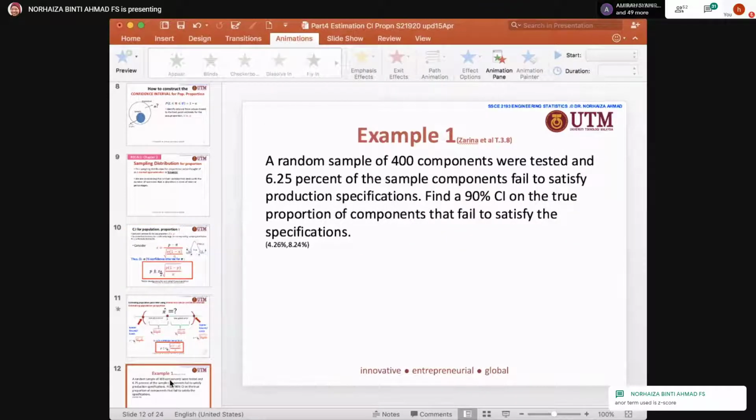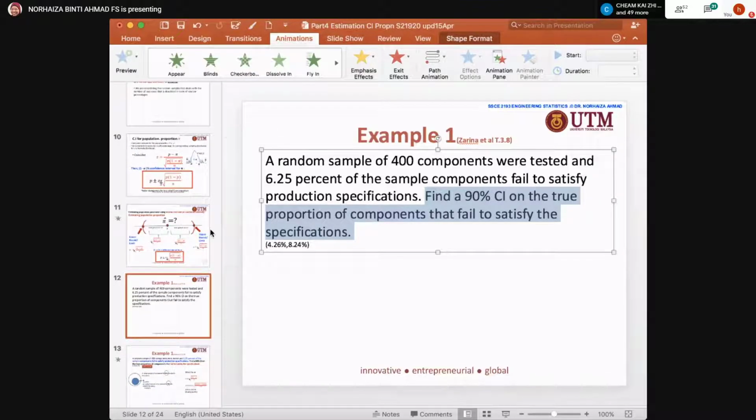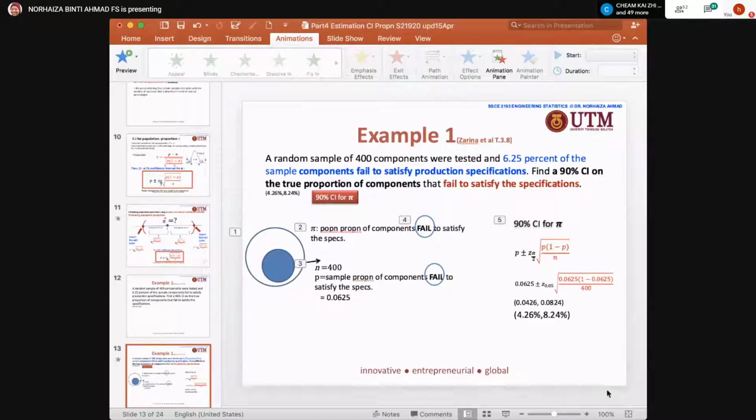Okay, let's look at the example. A random sample of 400 components were tested and 6.25% of the sample components fail to satisfy production specifications. So 6.25% relates to components that fail specs. The question asks, find a 90% confidence interval on the true proportion of components that fail to satisfy the specifications. So this is what you need to find, the 90% confidence interval on the true proportion. True proportion relates to pi. Let me just do the animation here.